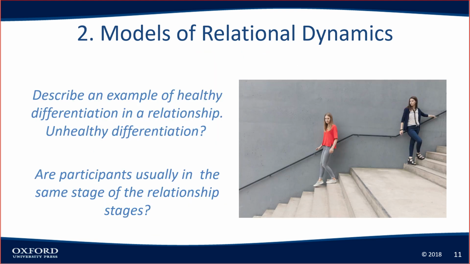Now that we've had some exposure to Knapp's model, can you think about relationships that you've been involved with or currently involved with, or a bystander of a relationship where you can see these stages, where you can identify, are they in differentiating, are they in bonding, what stage are they in?